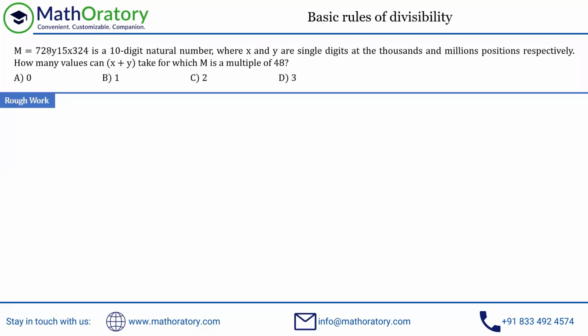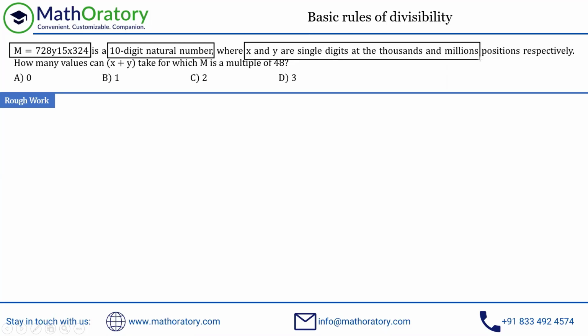All right. In this question, we have this M. It's mentioned to be a 10-digit natural number, where this X and Y are single digits at the thousands and the millions position. So this is the thousand position of this number, and this is the millions position of this number. Great. How many values can X plus Y take for which M is a multiple of 48?